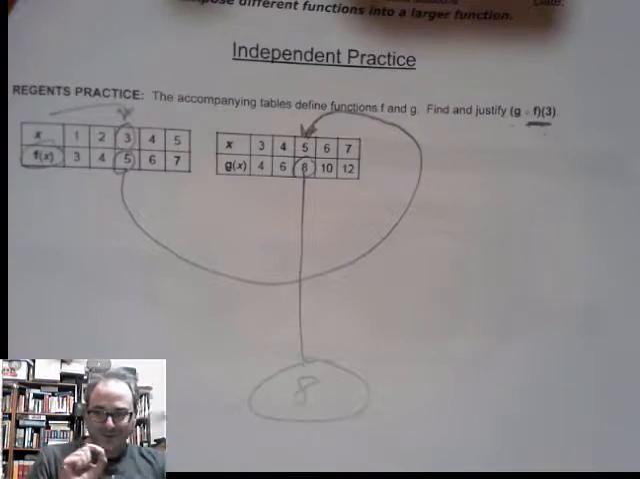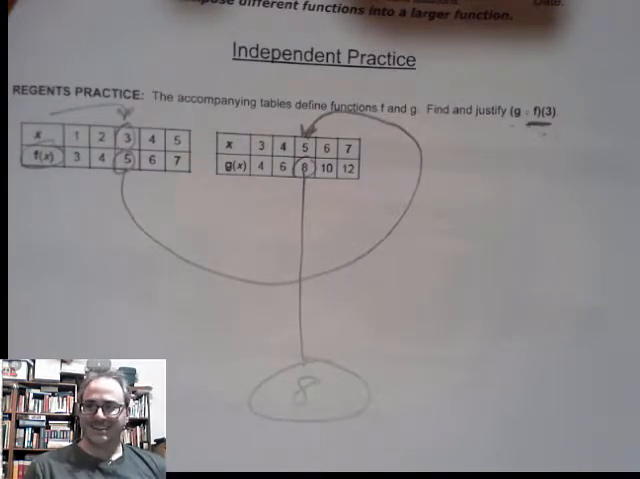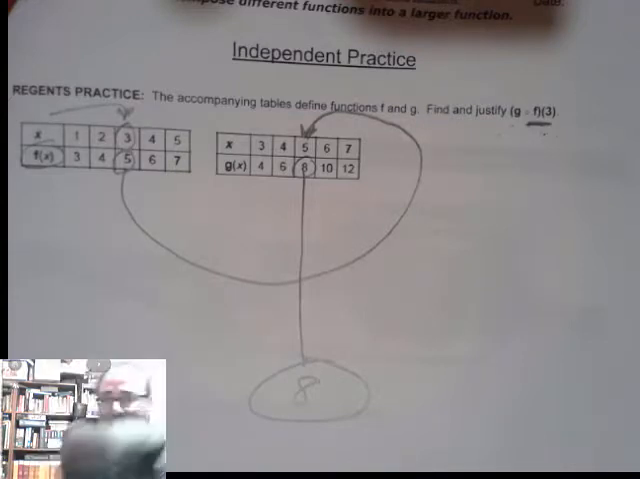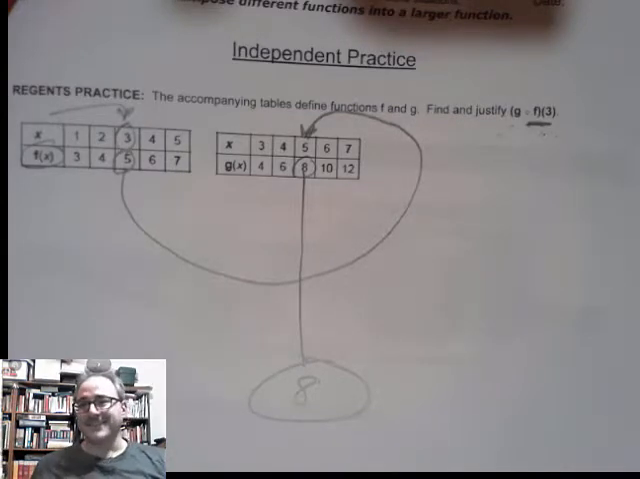You just kind of, it goes in one machine, it comes out, it goes into the other machine, I get my answer, right? Sorry about the cough. Apples go in, lemons come out. Now I put the lemons in the next machine and oranges come out. That's the composition of functions.